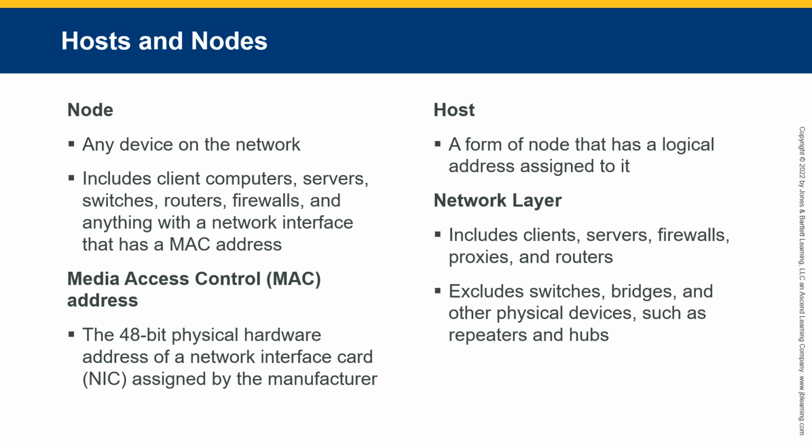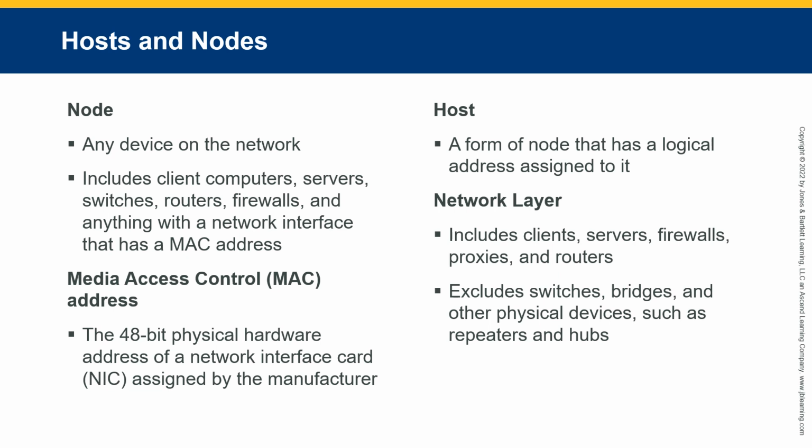So then we have a host, and this is a form of a node that has a logical address on it. So we have our physical address, the MAC address, and then we can have a virtual address like a TCP/IP address on there, such as 192.168.10.23 or something. Something as simple as that can be addressed like that. And then on the network layer, as things are connected on the network using that TCP/IP network, these include clients like your workstation, servers, firewalls, proxies, routers, switches, etc. All these different things occur on the network layer.